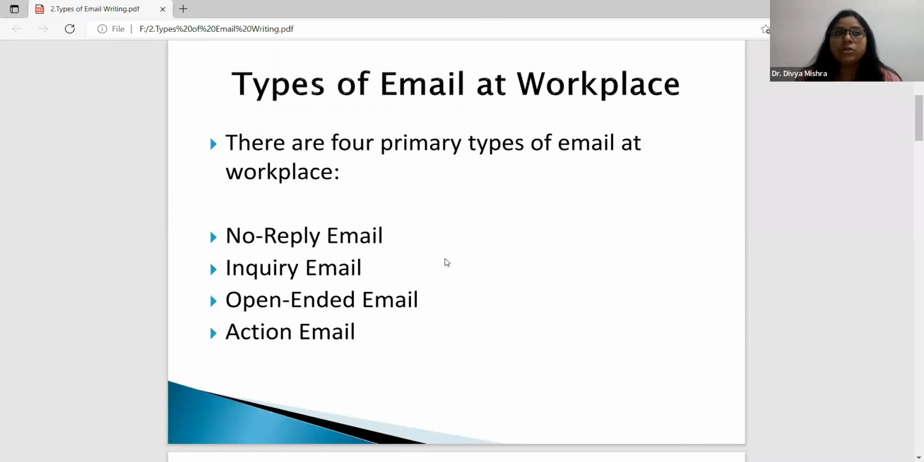The sender wants you to take an action on that email. Suppose you want to write an email related to a job application, so you want the HR person to send you a reply to the email. Suppose you are writing an email related to leave. You want to take leave while you are working somewhere, so you want the other person, the receiver of the message, to take an action on that email. So that is called action email.